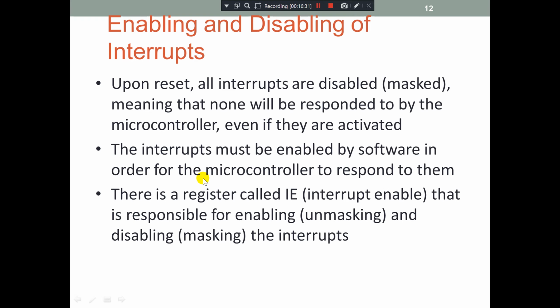That means if you want an interrupt to be responded to by the microcontroller, you need to enable it by software. There is a register called IE, the interrupt enable register, that is responsible for enabling, that is unmasking, and disabling, that is masking, the interrupts. So for masking or unmasking the interrupts, we make use of the IE register, which is very important.